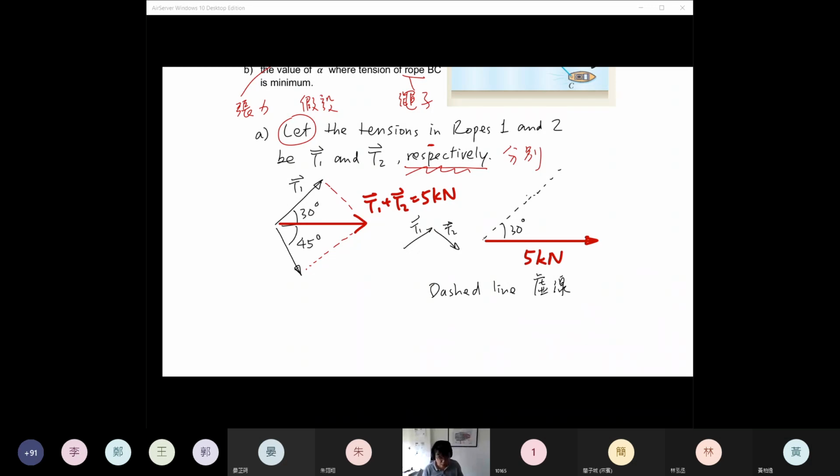We draw a dash line. The dash line is this one. So we draw a dash line along the direction of T2 because we know it is 45 degrees, right? And of course, this is 45 degrees. Is that okay?